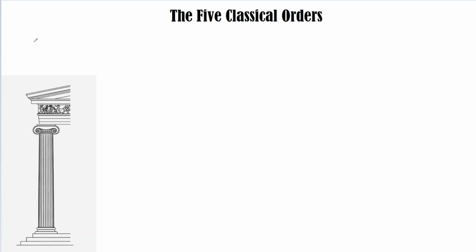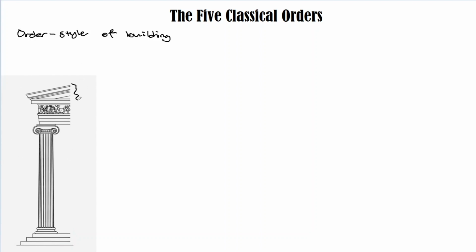Alright, so today I'm going to be introducing to you the 5 classical orders. Now, what is an order? An order is basically a style of building or a style of architecture. And it is usually used in the classical sense, which refers to the time period in which ancient Greece and the ancient Roman Empire and ancient Roman Republic were thriving. Now, it's usually used for temples, which is seen in this image here.